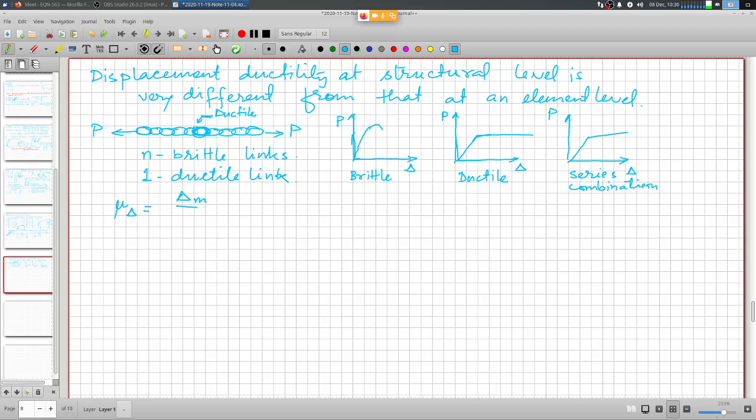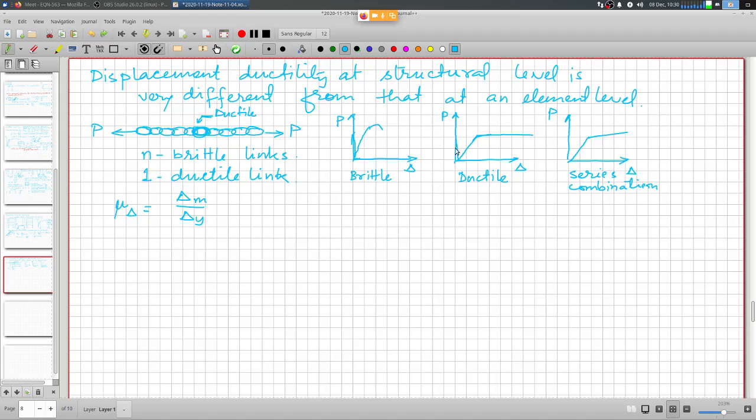It is the ultimate displacement, the maximum displacement divided by the yield displacement, right? So what is the displacement at the yield? Until the yield point, all the systems are carrying the same deformation, so the same force. So they would all be having a similar kind of forces.